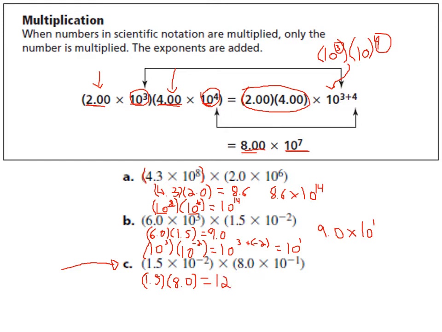Okay, and then you're going to do your 10 to the power of negative 2 multiplied by 10 to the power of negative 1. And we're going to get 10 to the power of negative 2 plus negative 1, which is basically negative 2 minus 1. And that gives us 10 to the power of negative 3. And so far everything looks fine. We're on the right track. We're going to write our final answer here, 12 times 10 to the power of negative 3.